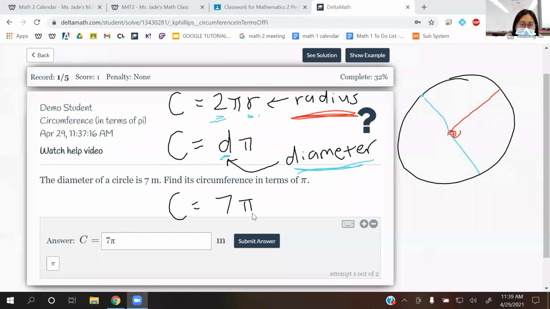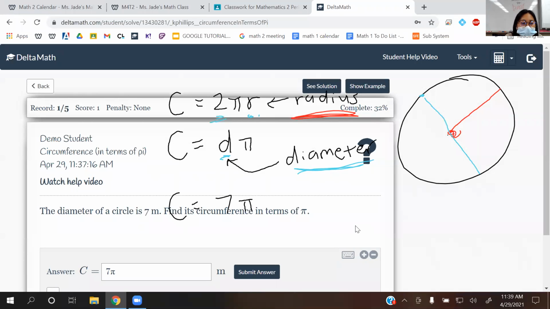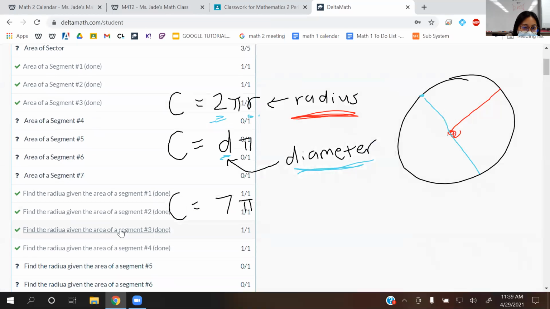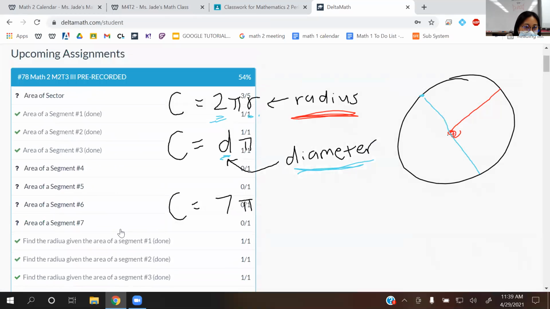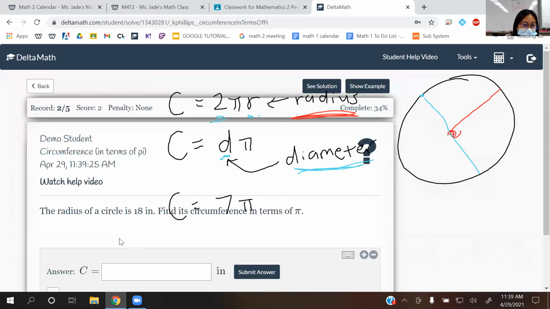So remember, this is my answer. This is not your answer, unless there's a lucky chance that it is. But chances are this is not your answer. All right, it's not loading, so I'm going to go back and I'll click on it again. There, you can see it's 2 out of 5, so we got it correct. Okay, cool. Now we get a radius. So let's do this one.